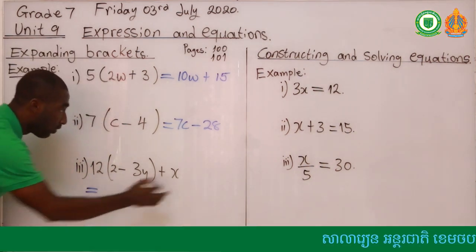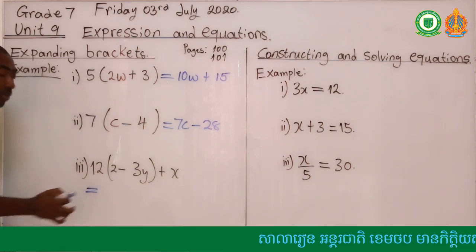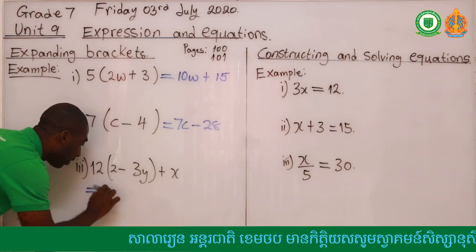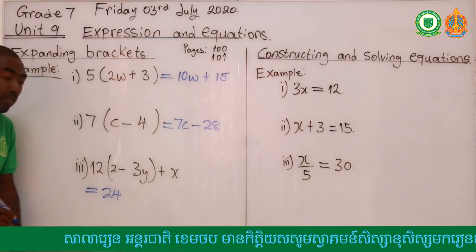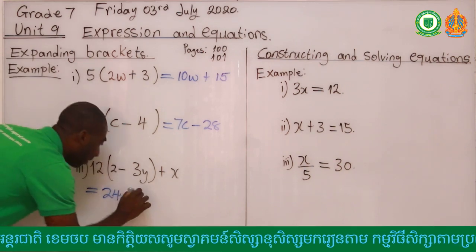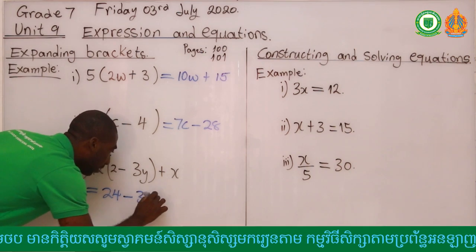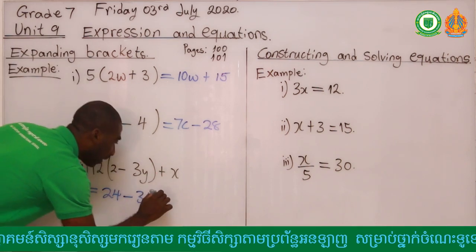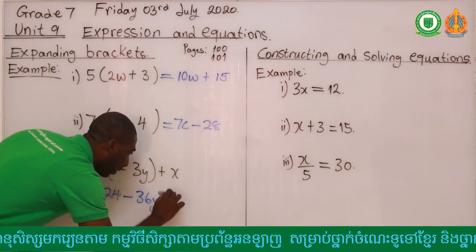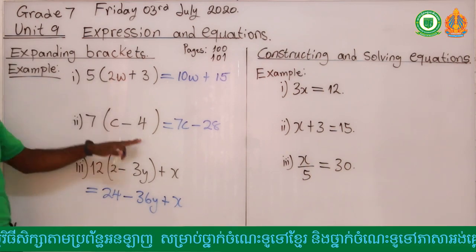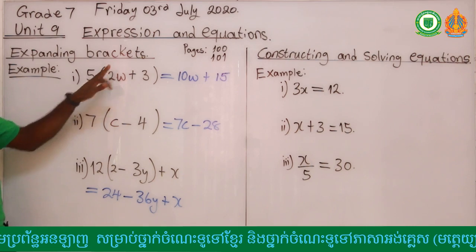Okay, because of space, we put our equal sign here. 12 times 2 will give us 24, minus 12 times 3 will give us 36y. So the brackets have opened now, so we have to put our plus here, and then we put our x here. So this is how we handle expanding of brackets.